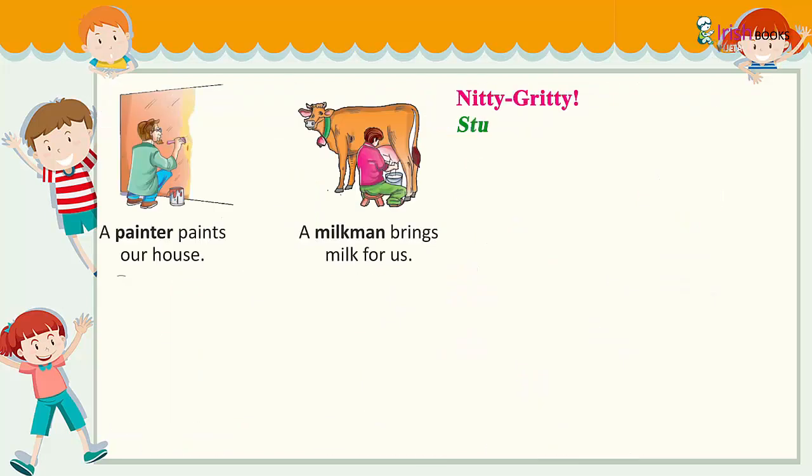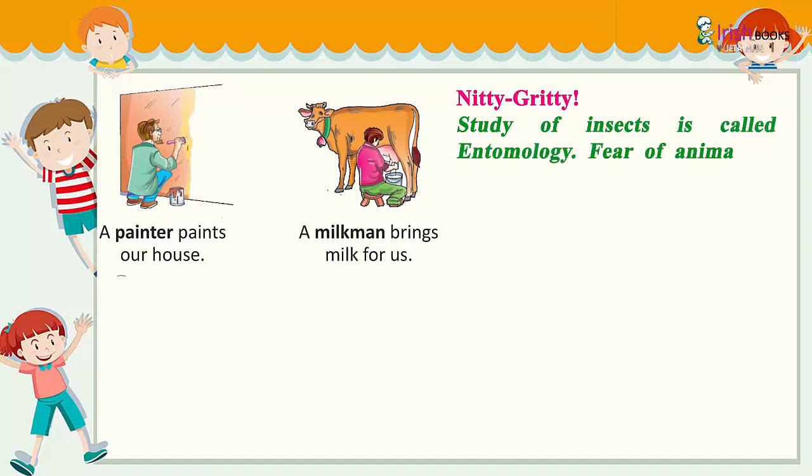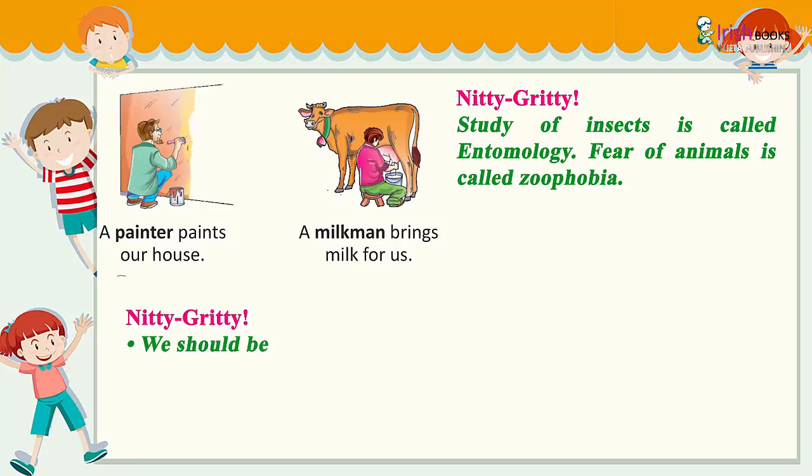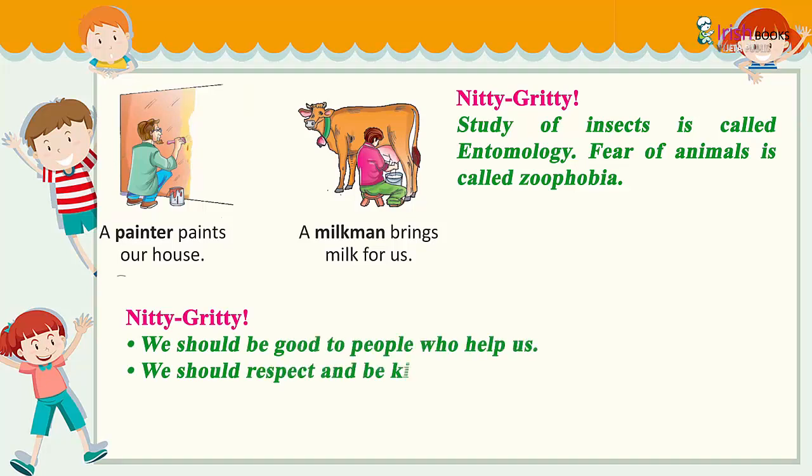Nitty-gritty. Study of insects is called entomology. Fear of animals is called zoophobia. Nitty-gritty. We should be good to people who help us. We should respect and be kind to them. Being rude to them will hurt them.